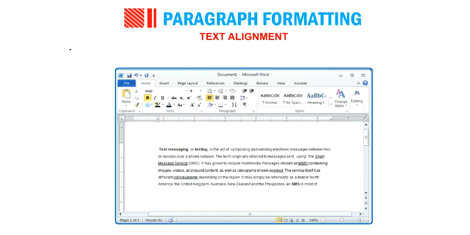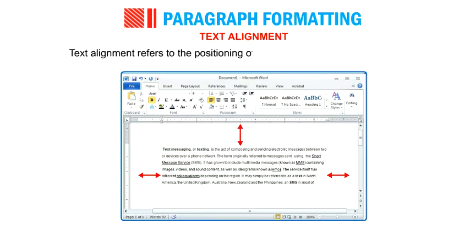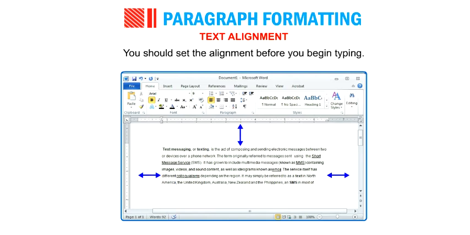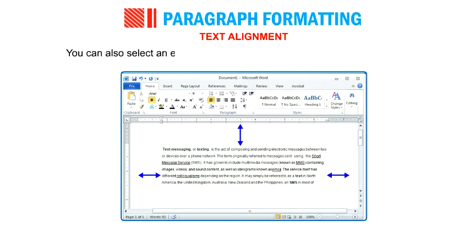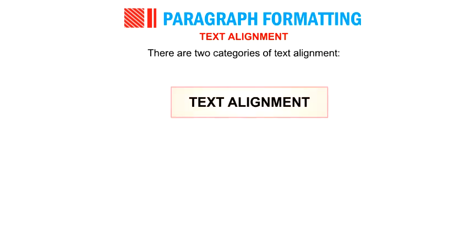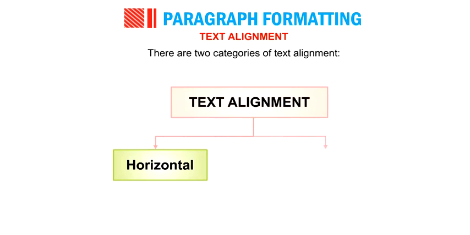Text alignment. Text alignment refers to the positioning of the text between the margins of a page. You should set the alignment before you begin typing. You can also select an entire document and then change the alignment of text. There are two categories of text alignment: horizontal and vertical.